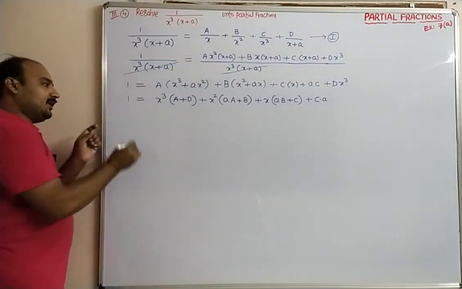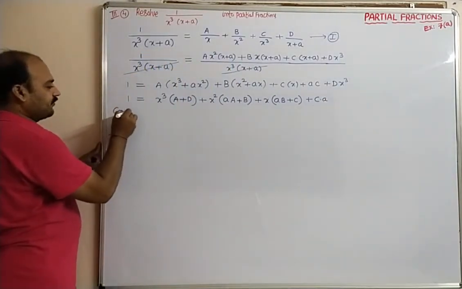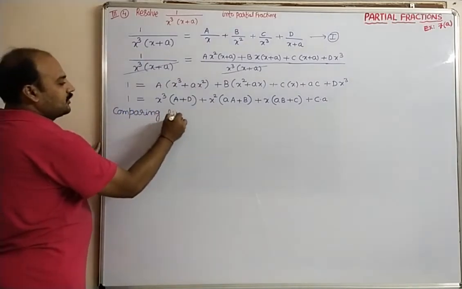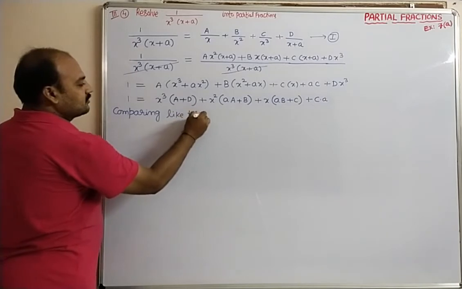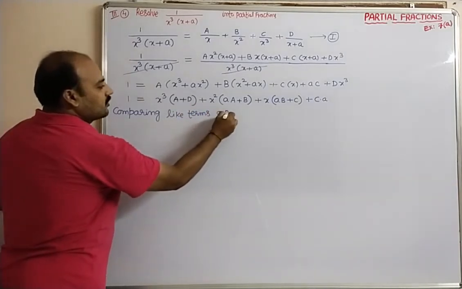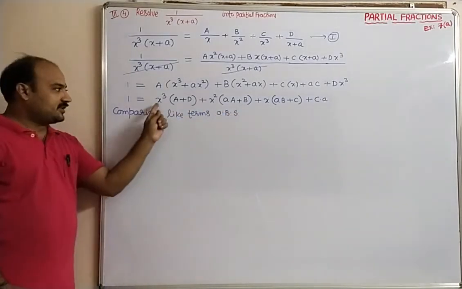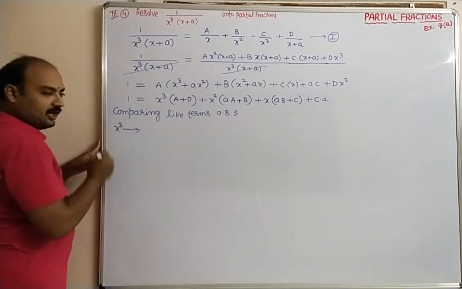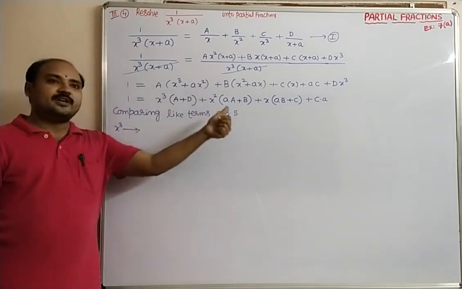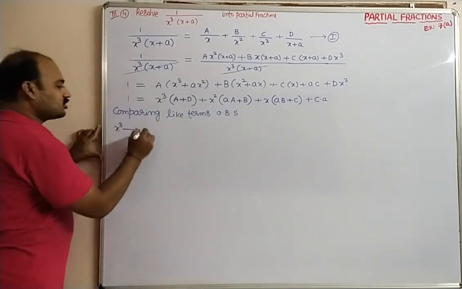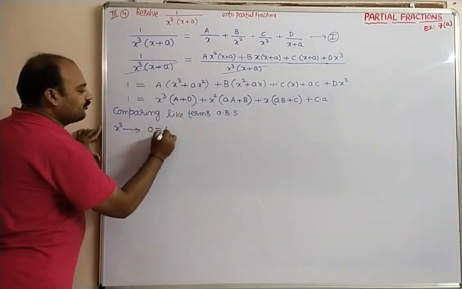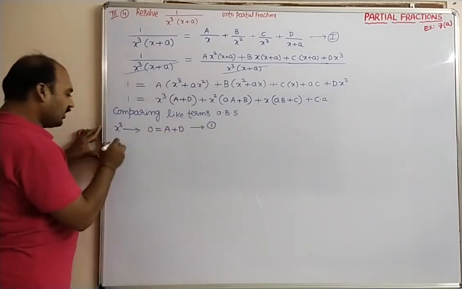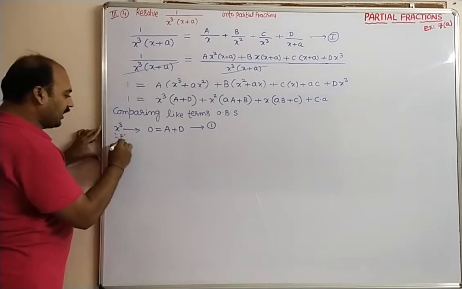Now comparing like coefficients, comparing like terms on both sides. First x cube coefficients. X cube arrow mark means we are comparing x cube coefficients on both sides. Here the x cube coefficient on the LHS is 0, a plus d. Put that as equation number 1. Next we are comparing x square coefficients.